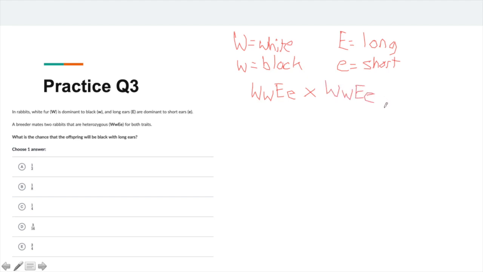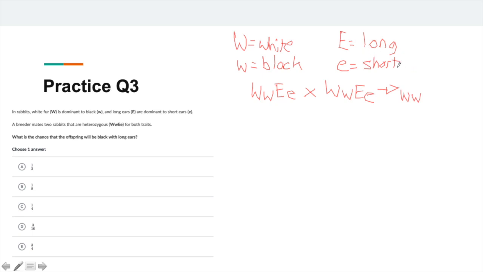All right, and it is asking, what is the chance that the offspring will be black with long ears? So what kind of genotype would be black with long ears? Black is recessive here, right? So in order to have a black phenotype, we would need to have two of the little w, two of the recessive alleles. So we're going to have w, little w, and then it's asking for with long ears, which is the dominant phenotype here.